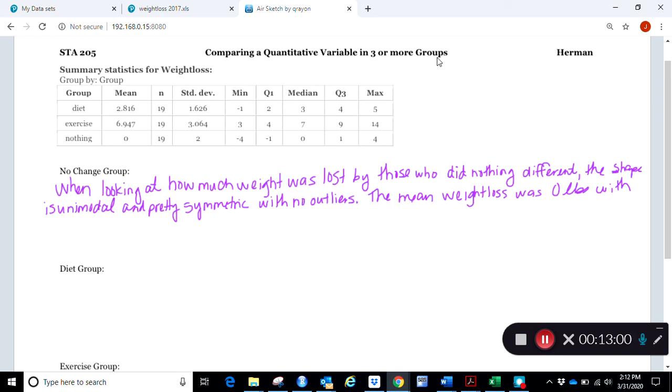So with half, or 50%, of people losing, now you could say more than 0 pounds, you could say at least some weight. Different ways you could phrase this here, especially with it being 0.